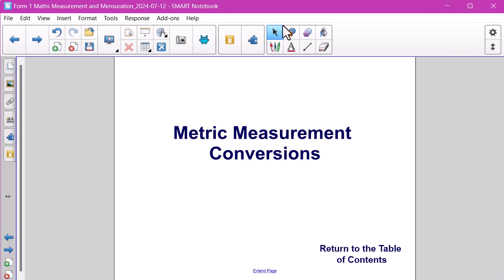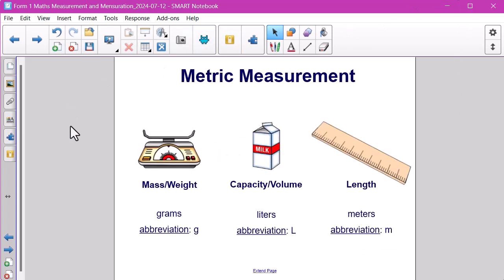Metric measurement conversions. Let's begin by going over the base measurements in the metric system. For mass, or weight, they use grams. The abbreviation is lowercase g. For capacity or volume, they use liters, and the abbreviation for that is capital L. And for length, they use meters, and its abbreviation is lowercase m.